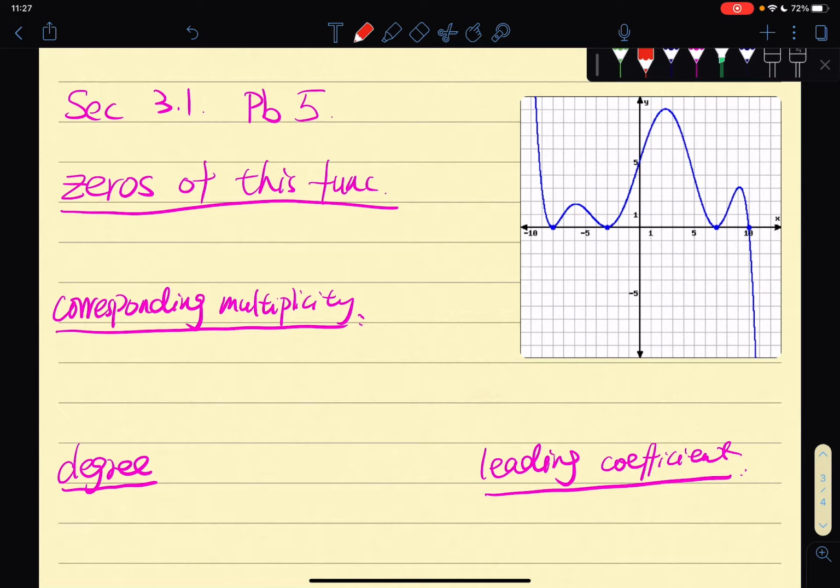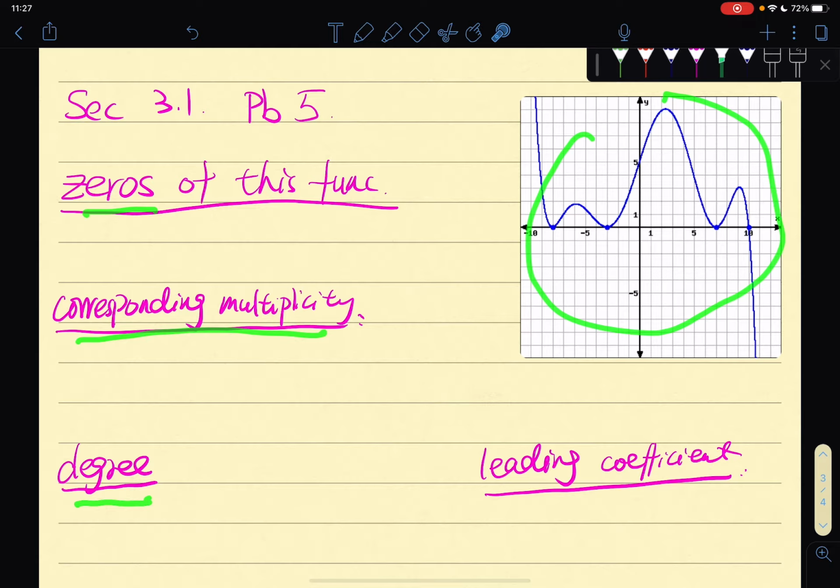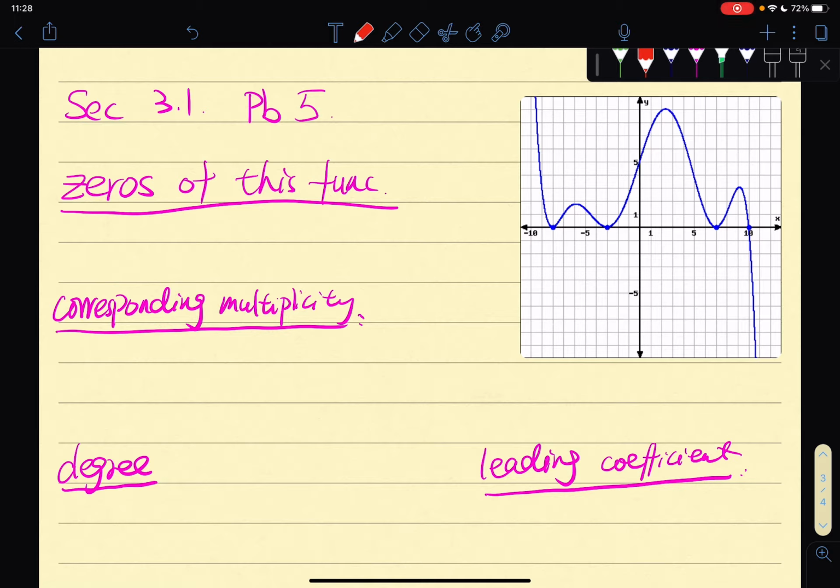So we're going to discuss problem number 5 from section 3.1 in the homework. The graph I have is given on the right side here, and what we want you to do is to identify the zeros of this function, corresponding multiplicities of those zeros, and the degree of this polynomial as well as the leading coefficient. So first of all, we start with the simplest question.